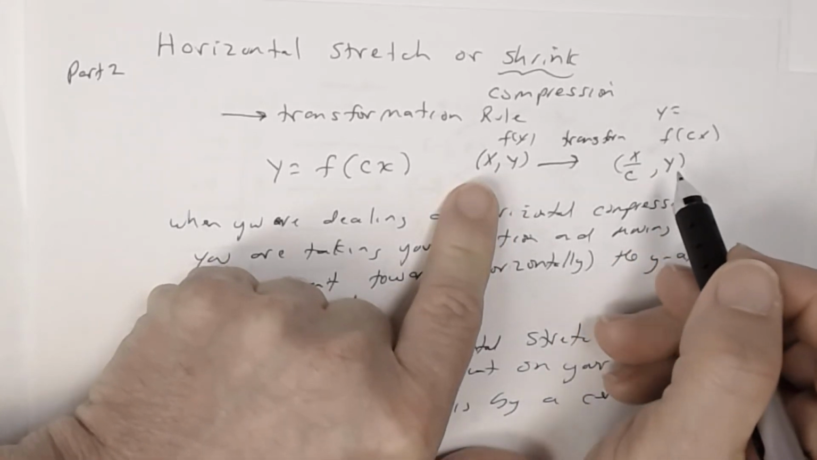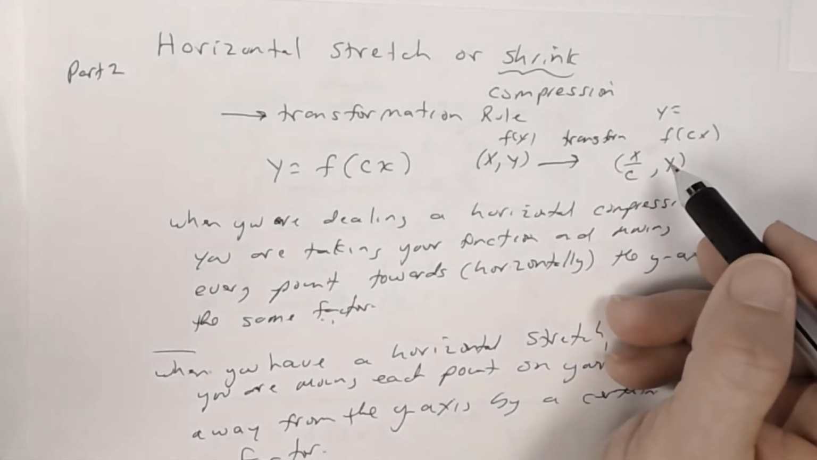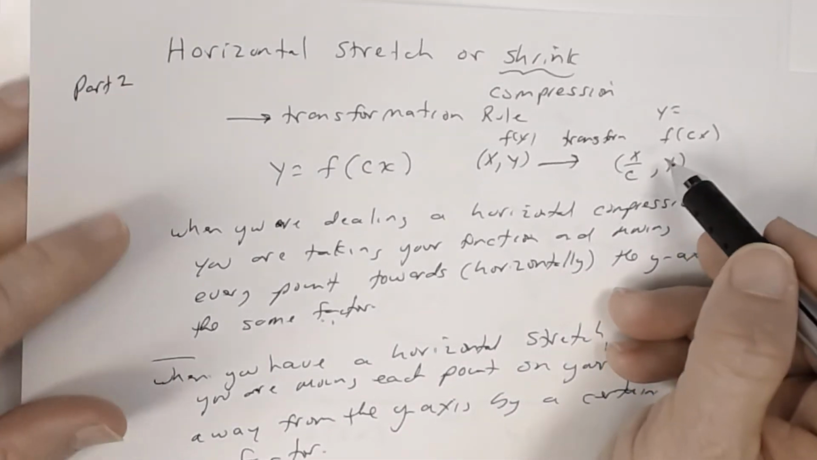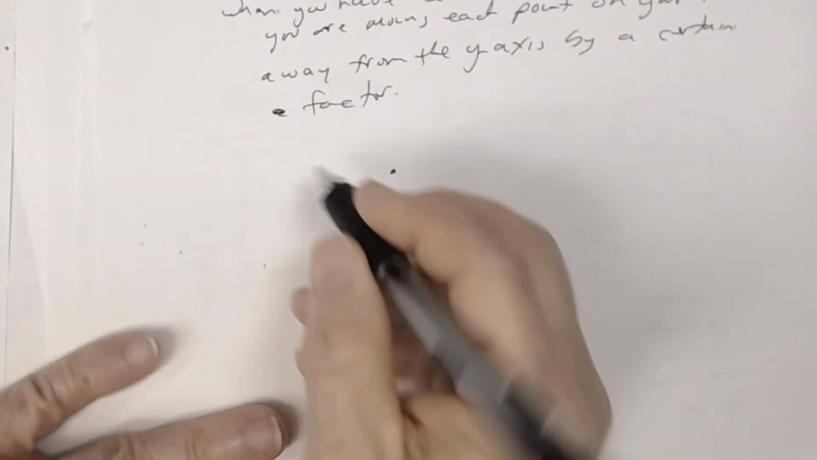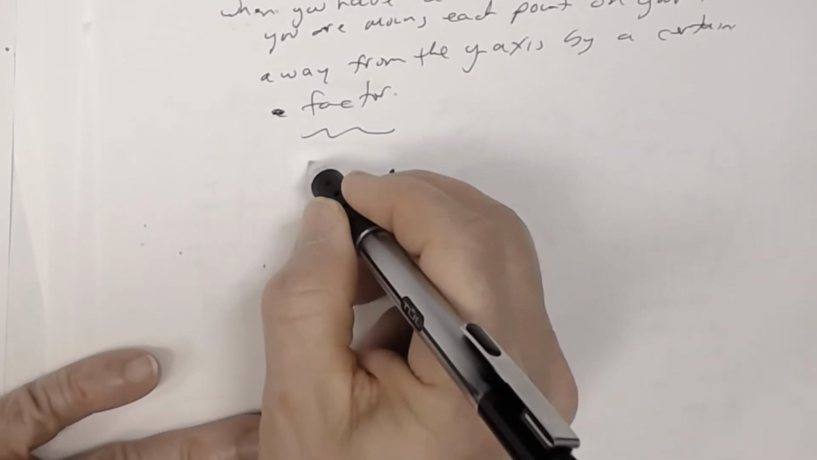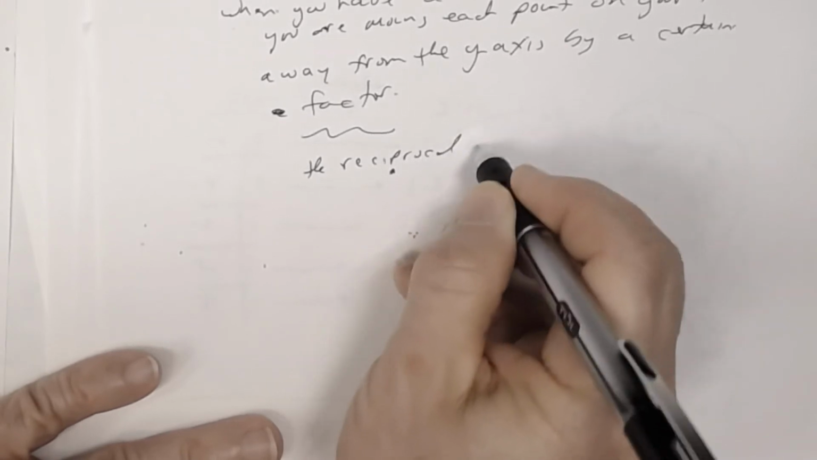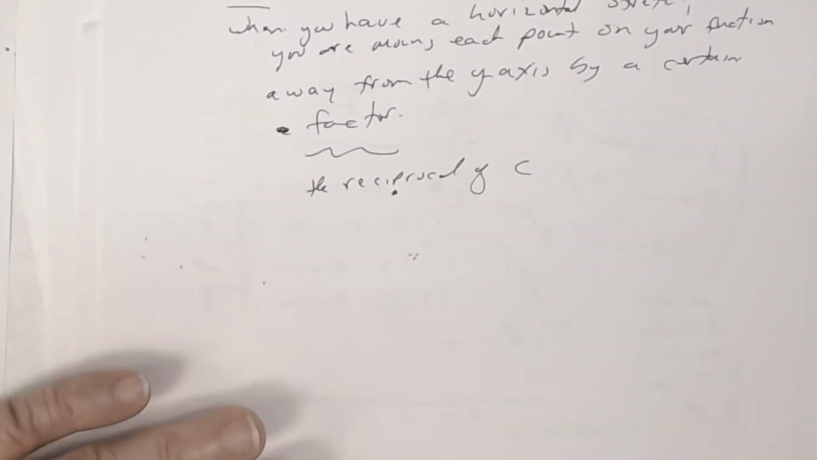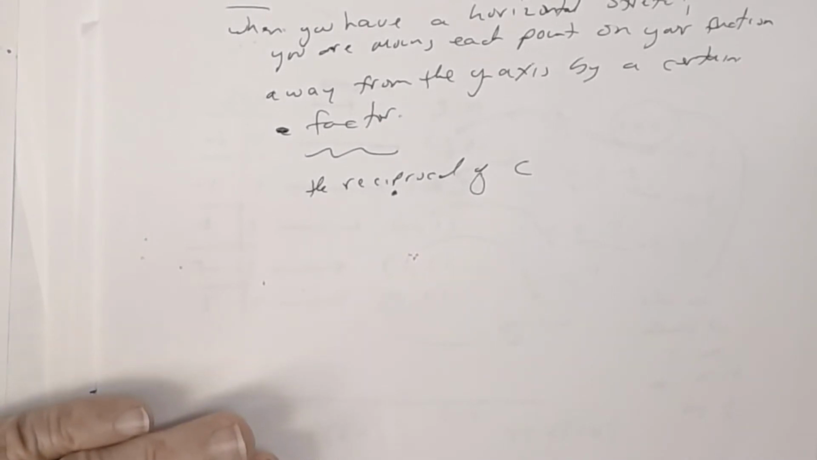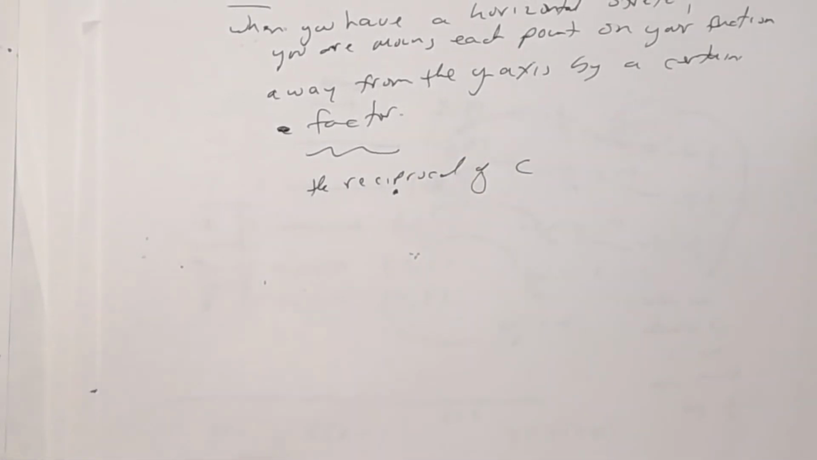Divide by c. With the idea of a factor, though, you have to be careful. When you say by a factor of, you take the reciprocal. So when we say factor, we say the reciprocal of c. Don't say by a factor of c. We say by a factor of whatever the reciprocal of c is.